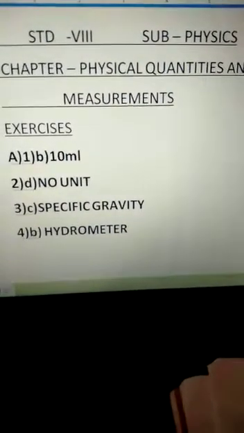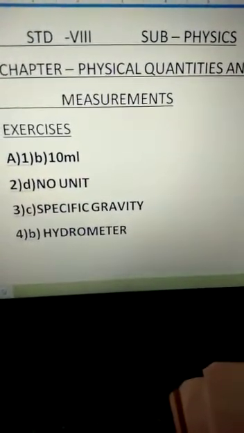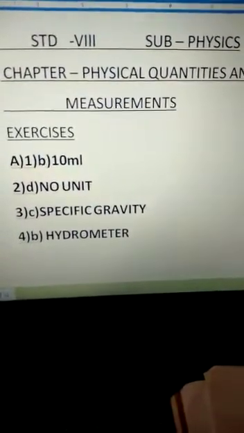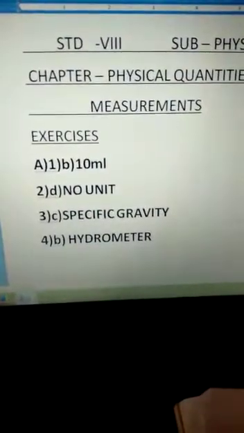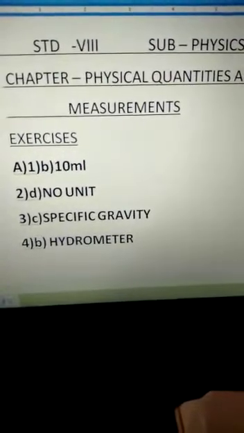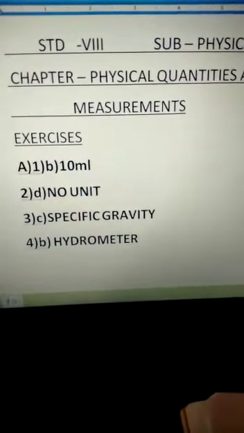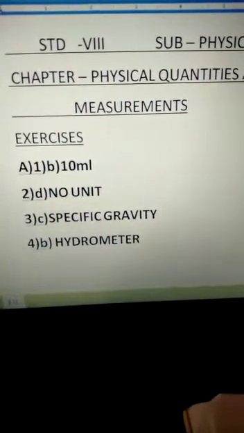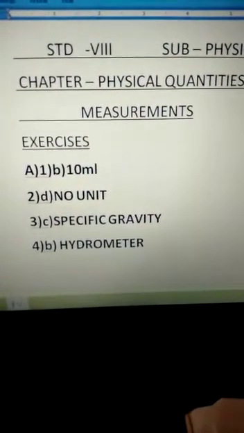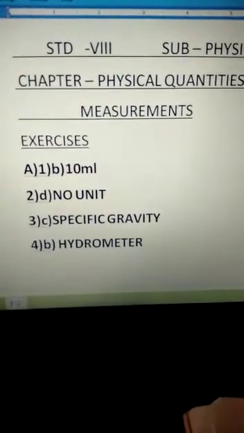First one, an irregular solid which when completely immersed in water displaces 10 milliliter of water. So what will be the volume of the solid? That will be 10 milliliter. Number 2, which of the following is the SI unit of relative density? It has no unit. Number 3, relative density is also known as specific gravity. A device used to measure the relative density of a liquid is known as hydrometer.